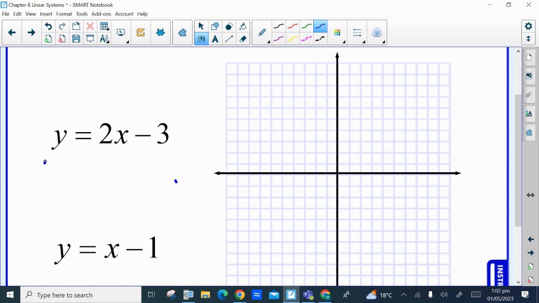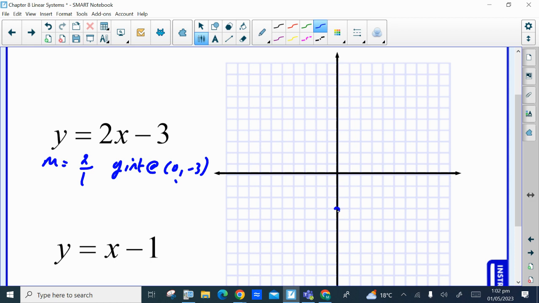So for the first line, because these are both in slope-intercept form, m the slope is the number in front of x, and our y-intercept is the constant. Remember, it's always where x is 0. It's where the graph crosses the y-axis. You don't go left or right to get there. That's the reason that x is 0.